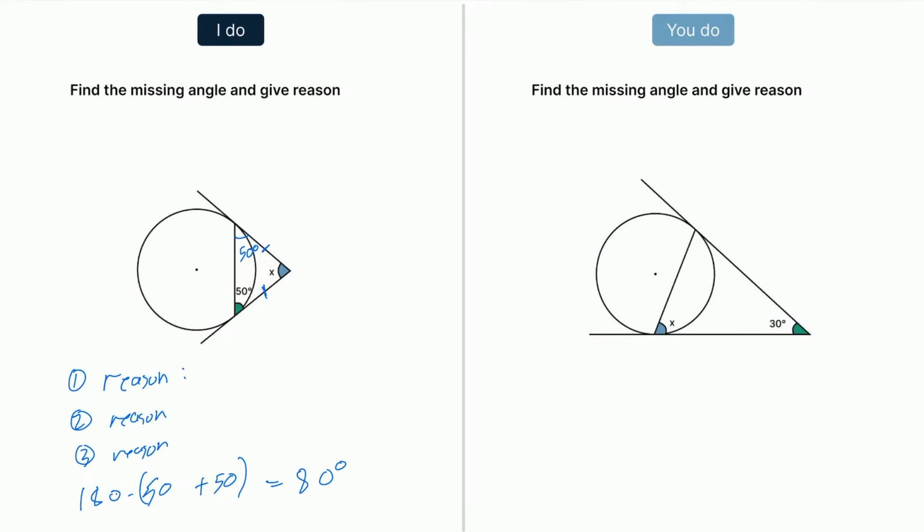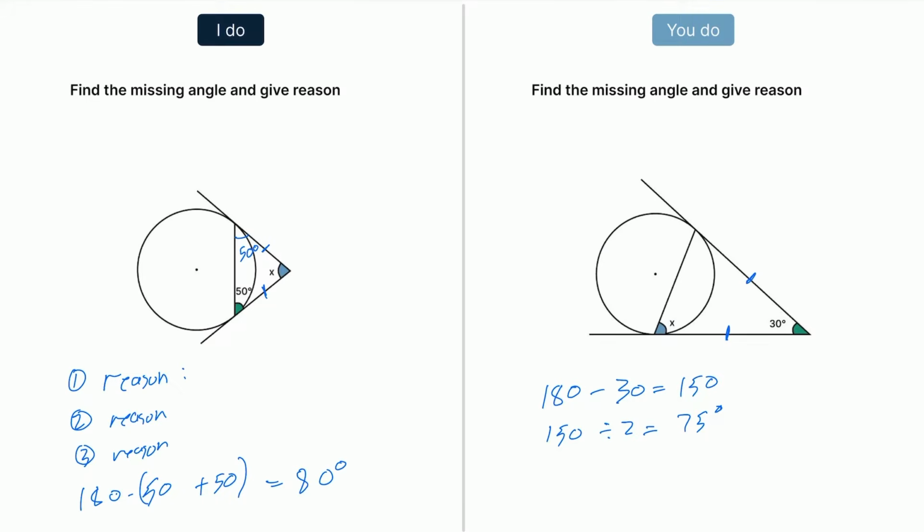So this time it's slightly different. We've been given the green angle, so that's fine. We'll do 180 take away 30. That gives me 150. Cool. And then we'll do 150, divide that by 2, because base angles in an isosceles triangle are the same. And that gives me 75.